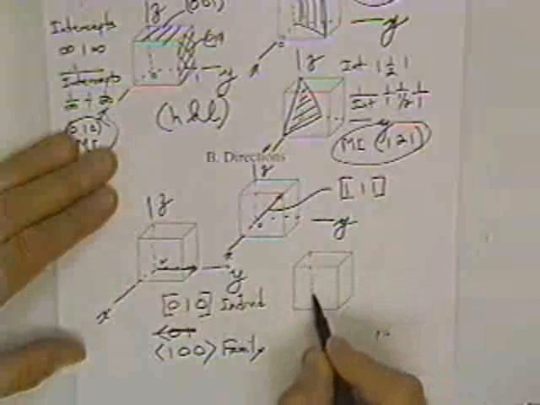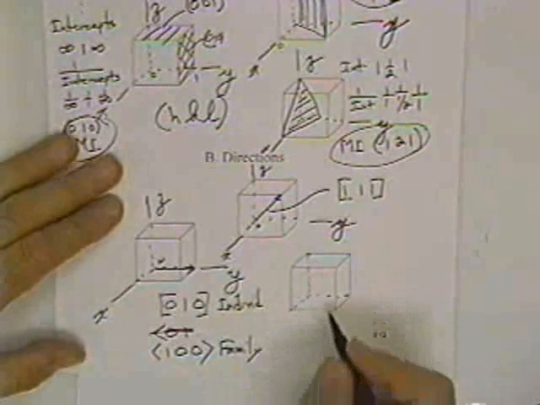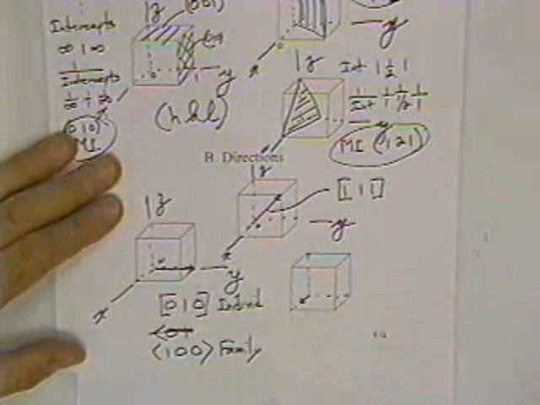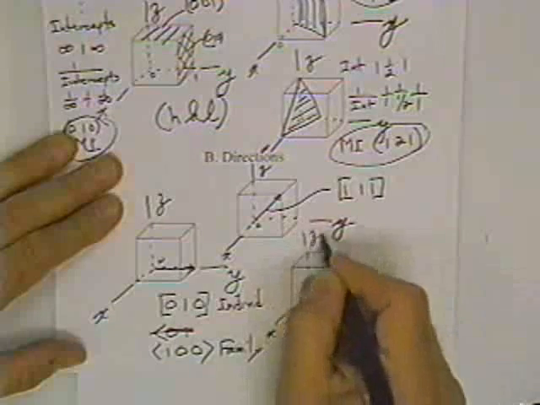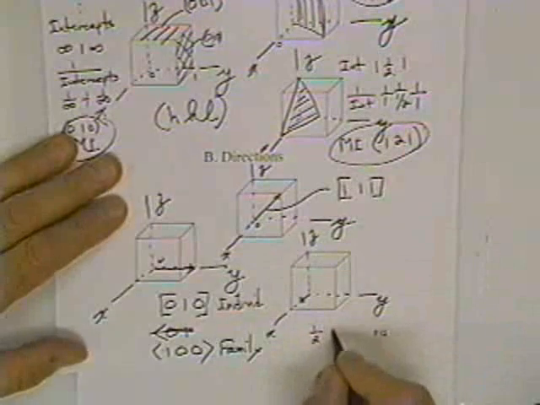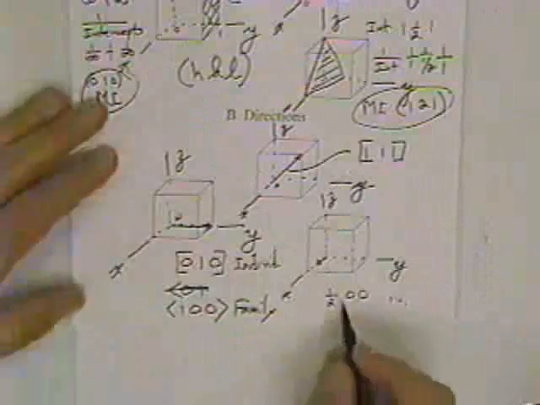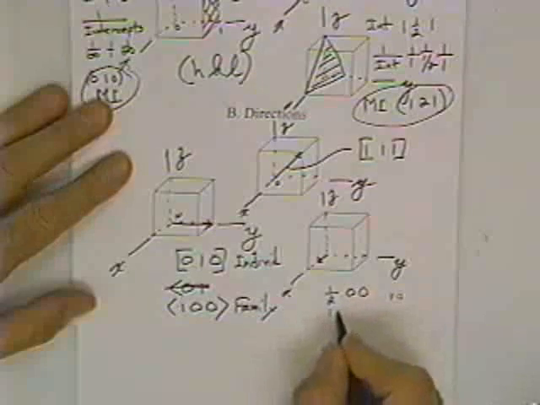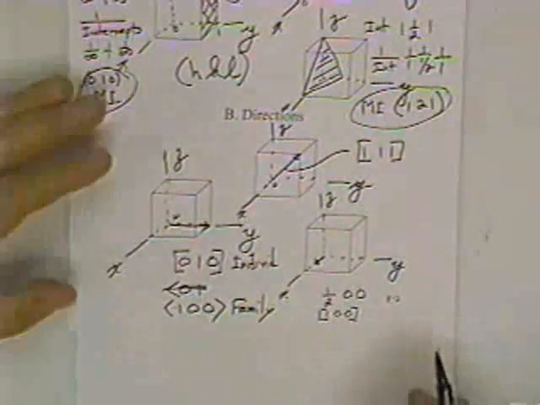And let's try one more. Let's try one that only comes out to the half position there. So the direction would be half, 0, 0. Okay, the intercepts would be half, 0, 0. You clear of fractions, and this would be the 1, 0, 0. Directions are always reduced to their lowest common denominator.